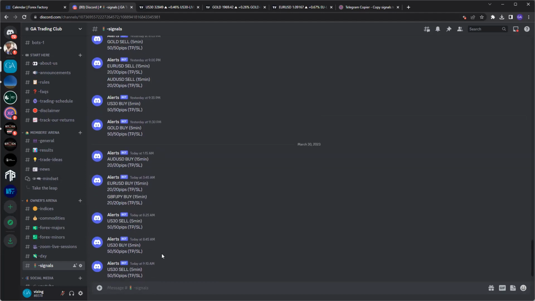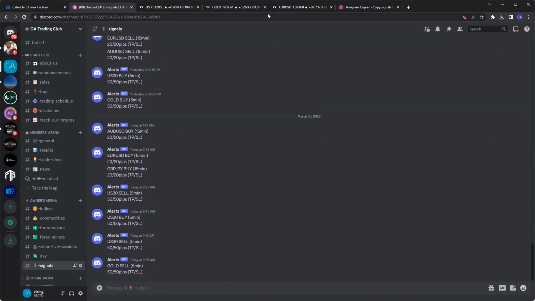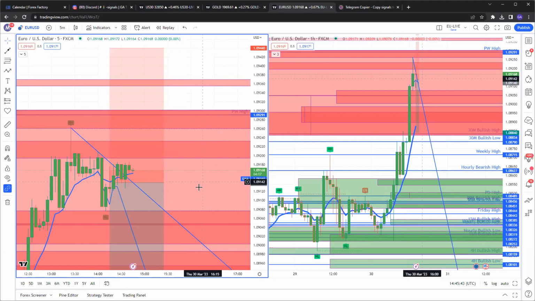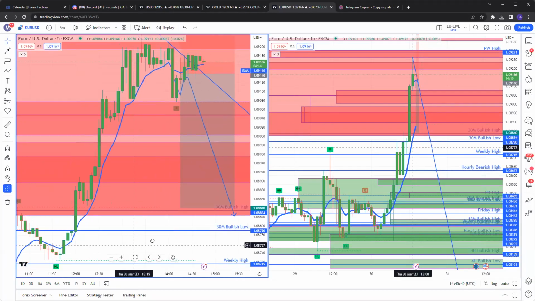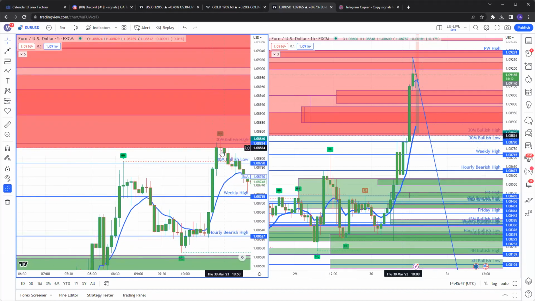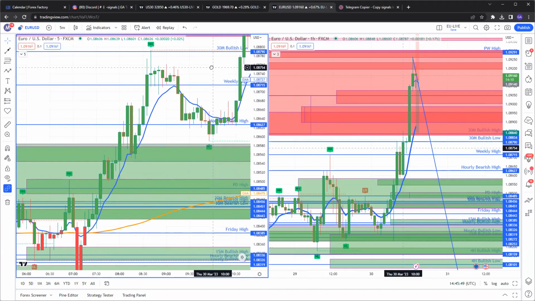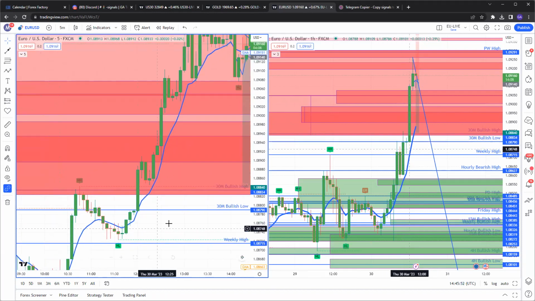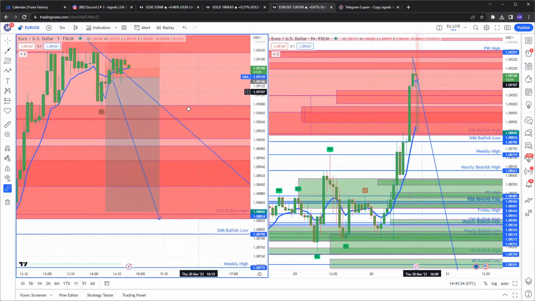But anyway, the last signal we had on EU was a buy on the 15-minute. I don't think we've had a sell signal for EU just by visually looking at it. Maybe here or something. But I don't think we've had a 5-minute sell signal for EU in a while.